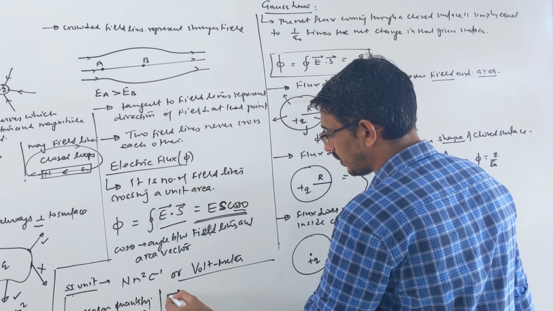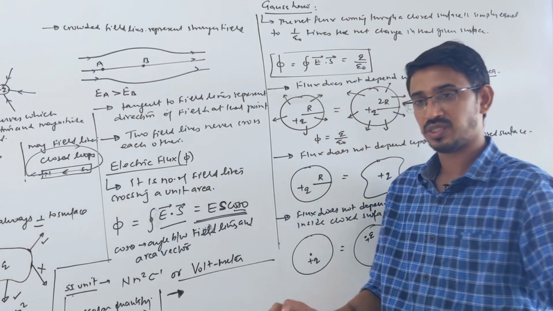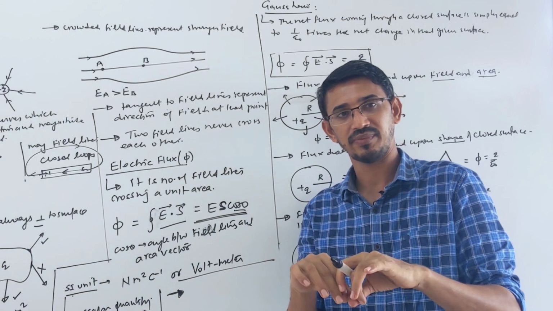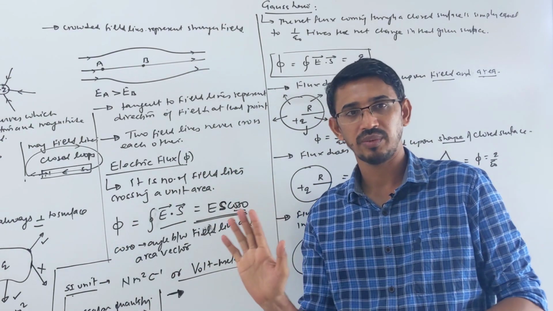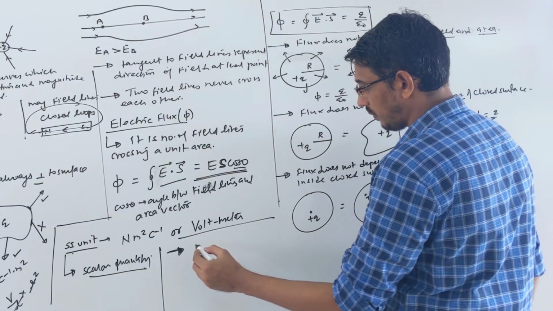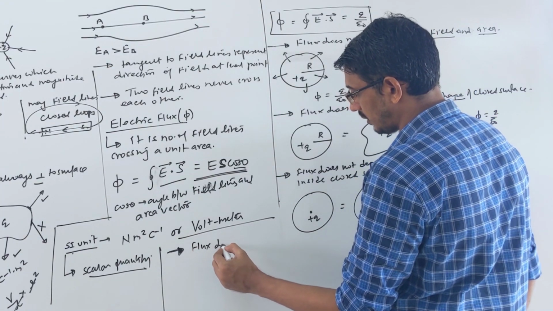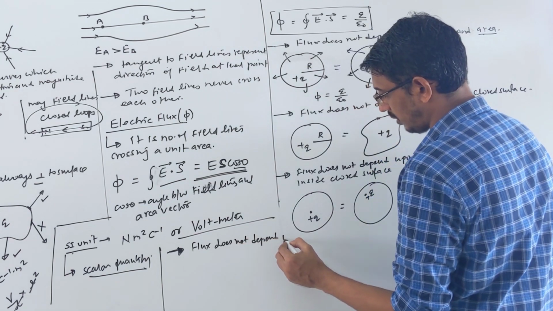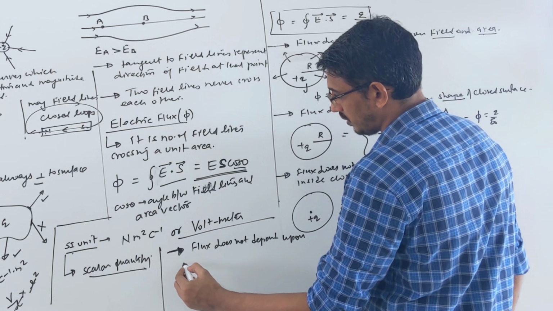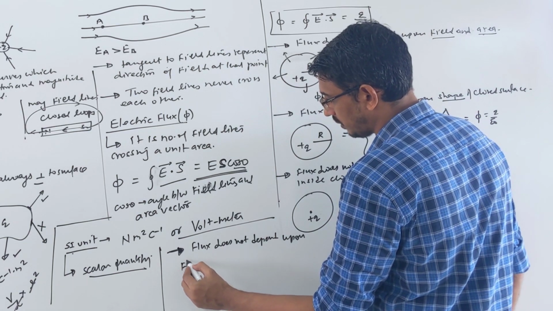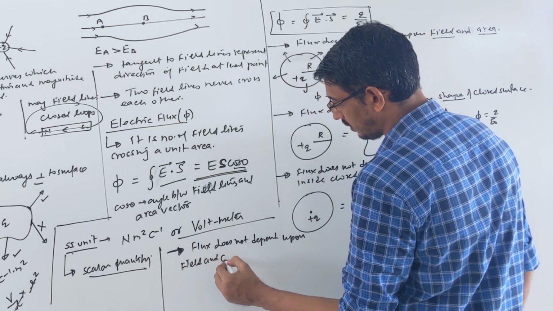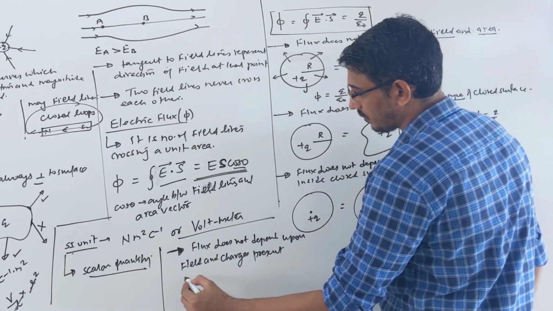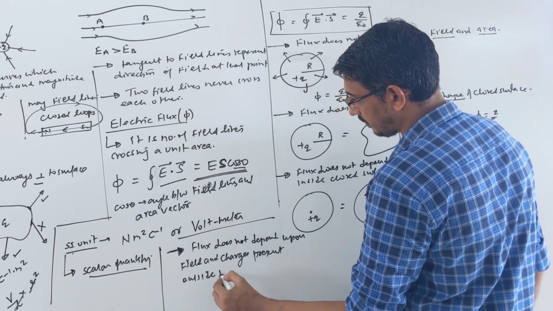Also it does not depend upon what charges are outside, correct? Charges not inside the surface, some outside charge is there, also does not depend upon them. So flux does not depend upon field, you can write field also, field and charges present outside the surface.